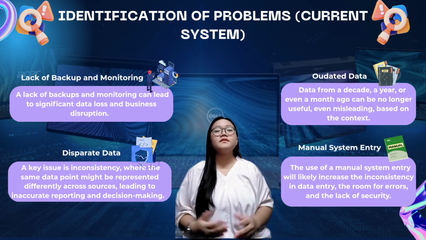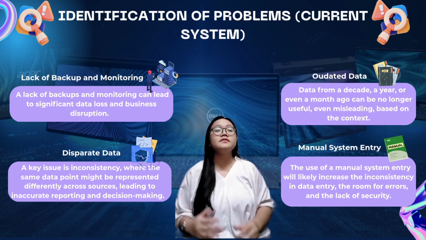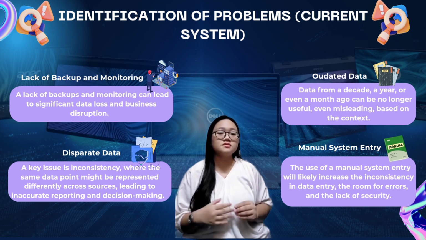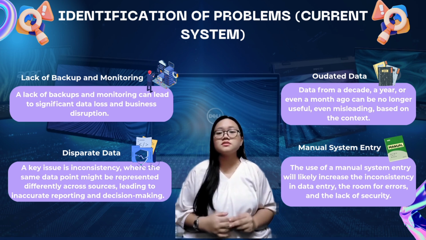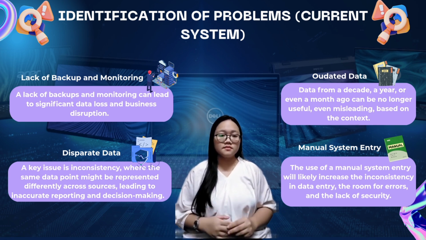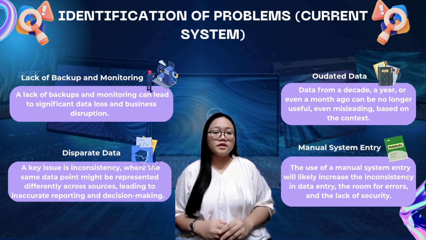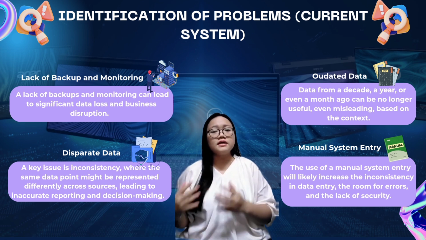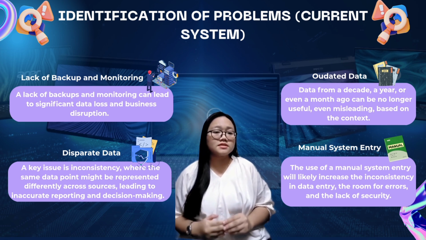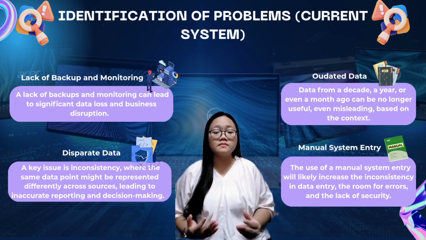The next problem is disparate data, where the key issue is inconsistency, where the same data point might be represented differently across sources, leading to inaccurate reporting and decision making. For example, customer addresses might be formatted differently in a CRM system versus a marketing database. Another problem is outdated data, whose records are no longer current, relevant, and applicable. Data from a decade, a year, or even a month ago can be no longer useful, even misleading based on context. Hence, it will lead to wasting time and effort over already sold out or no longer available items.